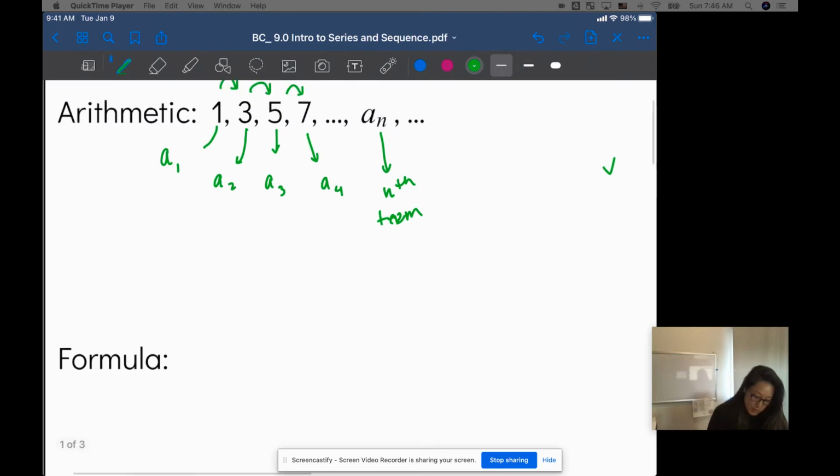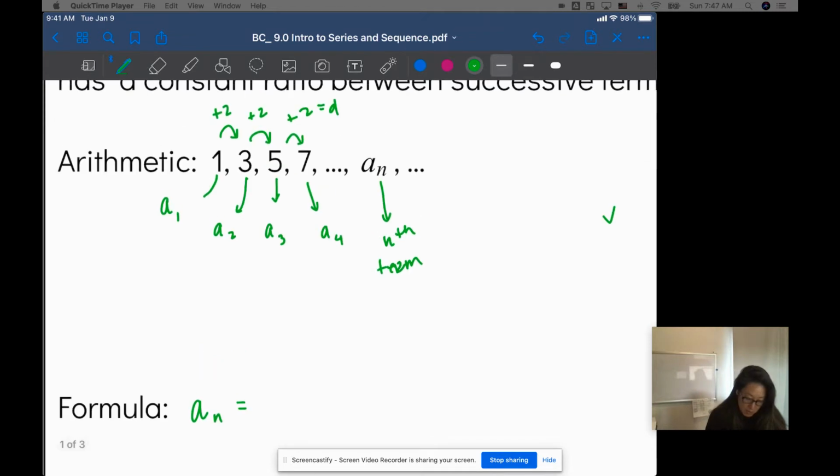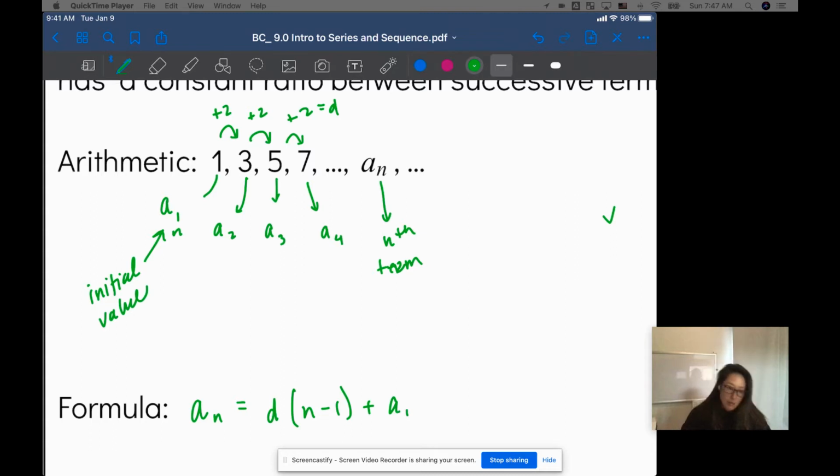So the formula for this arithmetic sequence, or this linear function, would be: the nth term is calculated by the slope, which is the common difference, times the term number. But since this is really our initial value, we need the input to be 0. So we're going to have to take our n, subtract 1, and then add our initial value at the end, plus a sub 1.